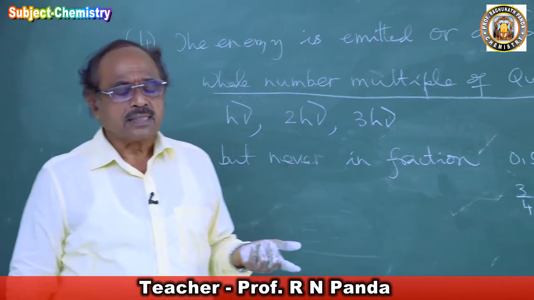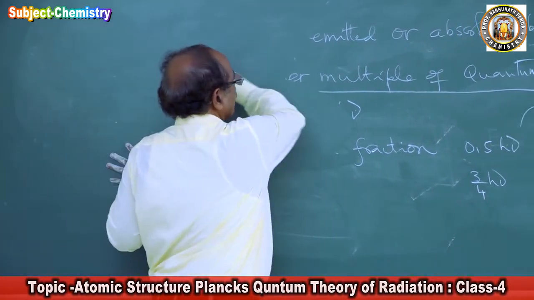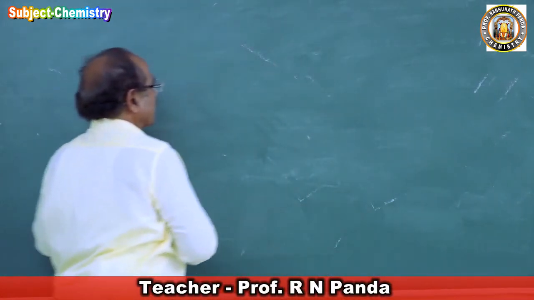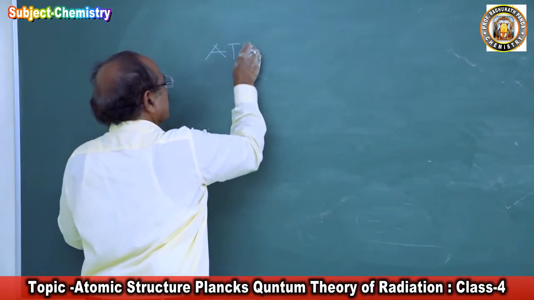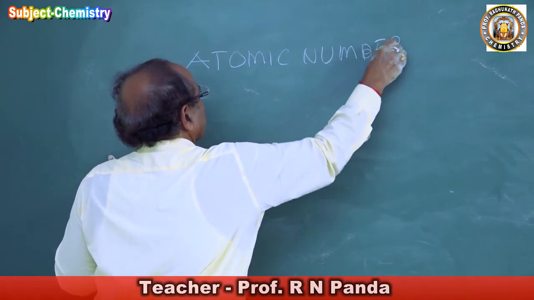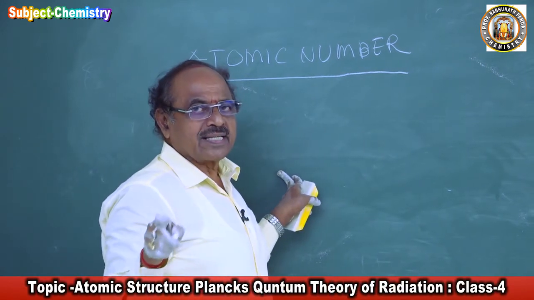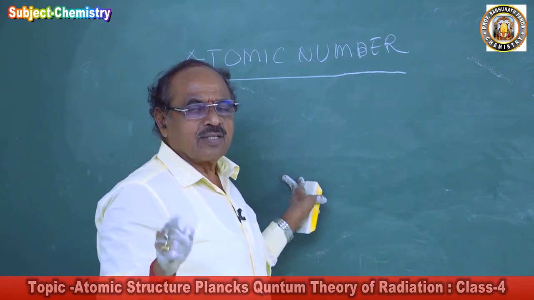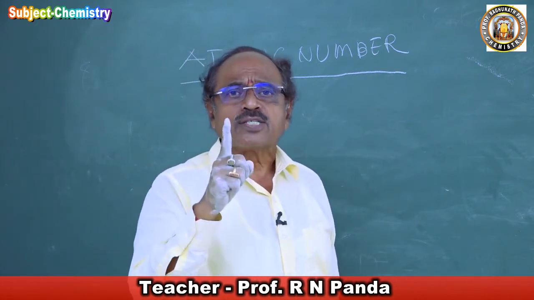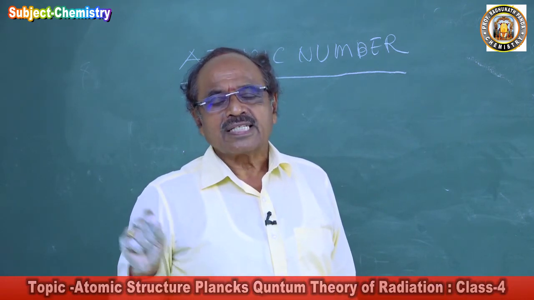Now to explain this theory, we'll come to use Planck's quantum theory. So before that, another word we will be using is called atomic number. So let me explain this atomic number, then next class we will go for the quantum theory. Atomic number means what? Roll number. You have roll numbers. A student in a class is identified by roll number, not by the name. The reason, because by one name there will be many students, but the roll number is one, and that roll number is a fundamental property of a student in the class.